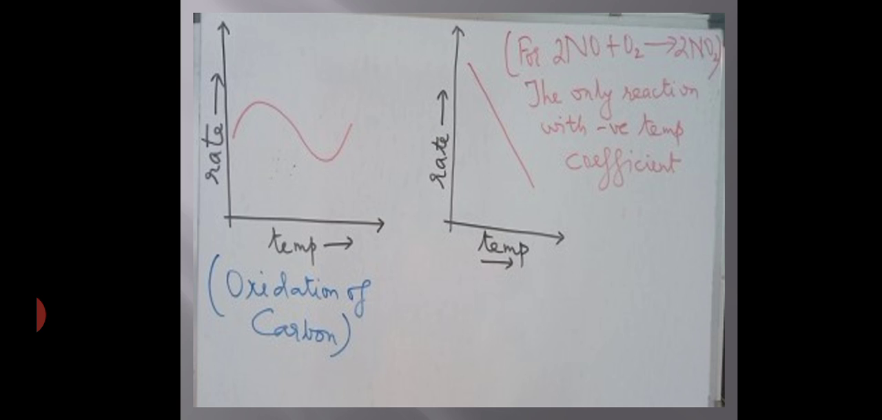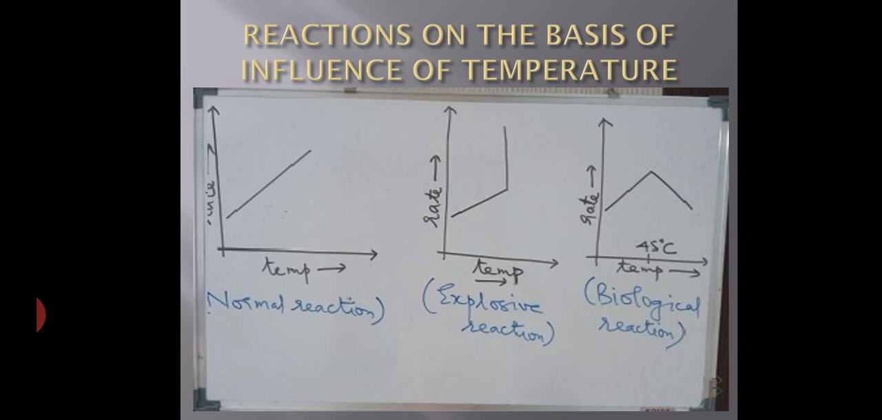Otherwise, in almost all the reactions, with an increase in temperature of 5 to 10 degrees Celsius, the rate of the reaction either becomes double or triple. Clear? So in this way, you can see these are the different types of reaction, as you can see there. That is nothing but the normal reaction.